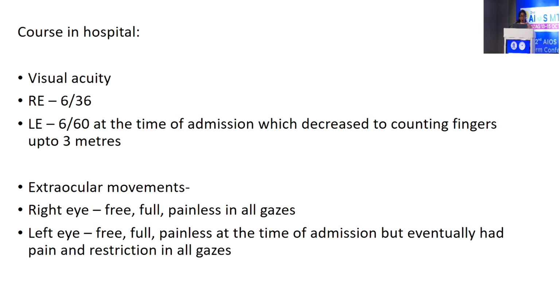Coming to the visual acuity, in the right eye at the time of admission it is 6/36, and in the left eye at the time of admission it's 6/60, which decreased to counting fingers up to 3 meters. Extraocular movements are full and painless in both eyes at the time of admission, but eventually the patient had pain and restriction in all gazes in the left eye.